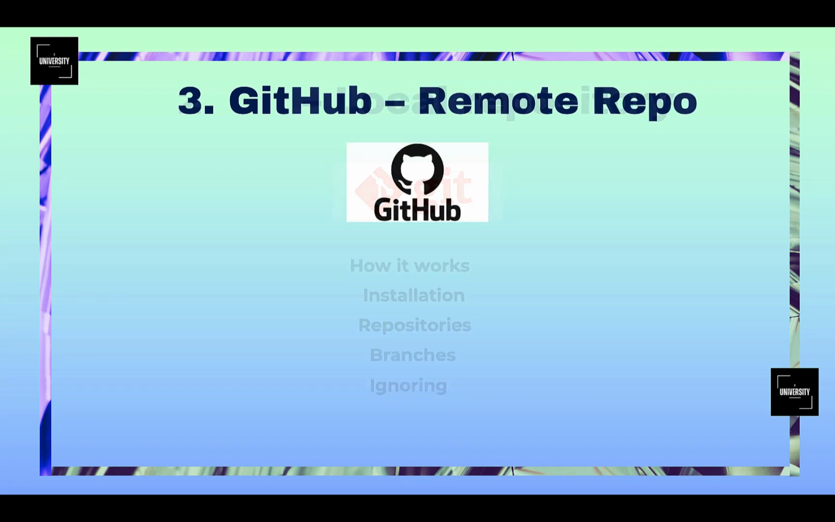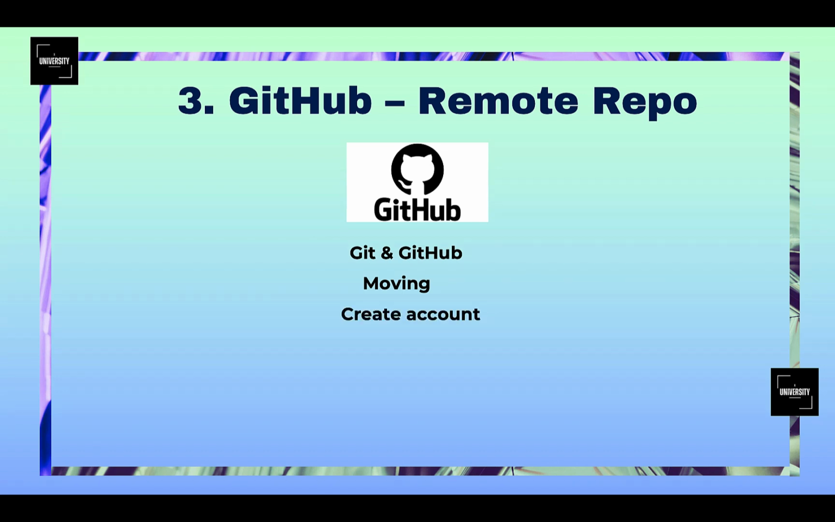The next chapter is about GitHub and the remote repo. First, we'll learn how Git and GitHub work together. Then after that, we'll learn how to move from a local repo, which is the Git, to the remote repo, which is GitHub. After that, we'll learn how to create an account on GitHub. It's easy. It's just dependent on your email address, and preferably Gmail. And then after creating the GitHub account, we will learn how to push your code from Git to GitHub.